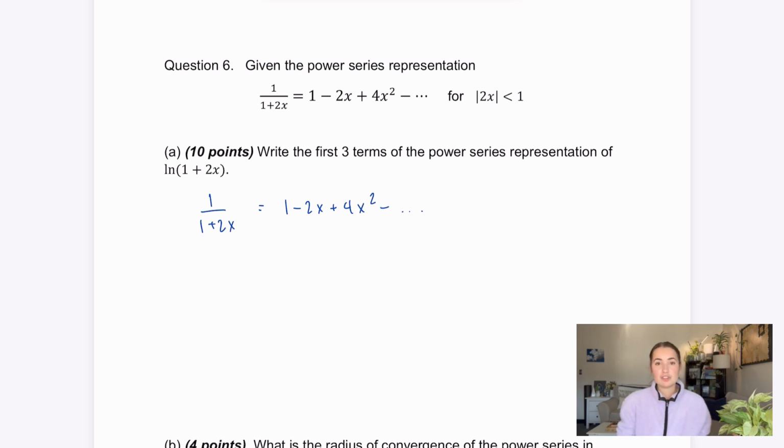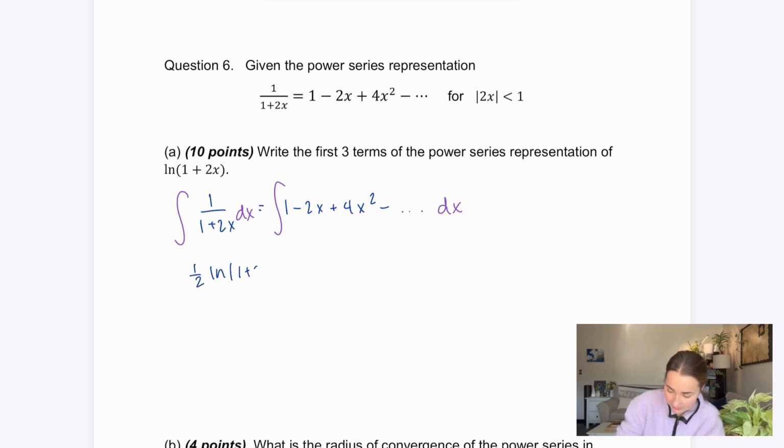Now, what's the relationship between 1 over 1 plus 2x and the natural log of 1 plus 2x? It is the antiderivative. So what we're going to do is integrate both sides in terms of x. Let's do the left-hand side. We get 1/2 natural log of 1 plus 2x is equal to x minus x squared plus, what is that, 4/3 x cubed minus dot, dot, dot, plus some constant c because we're integrating.